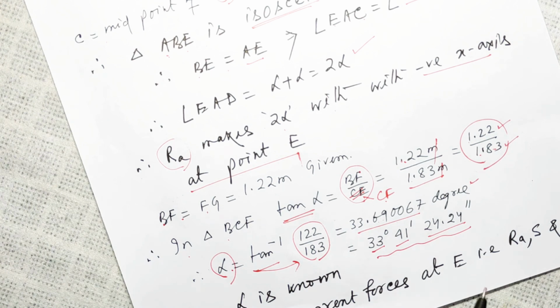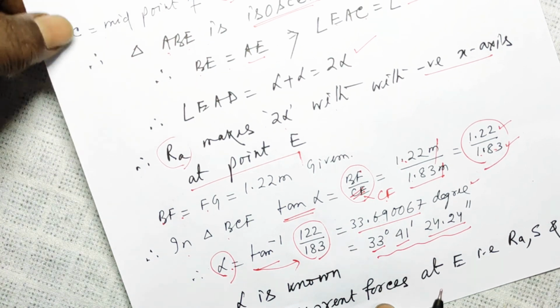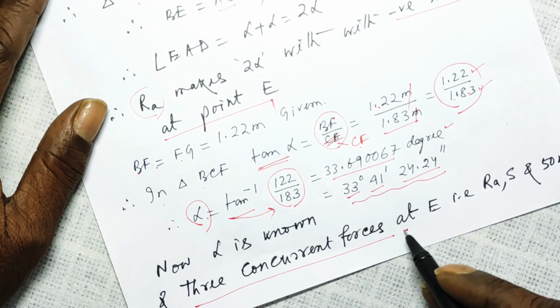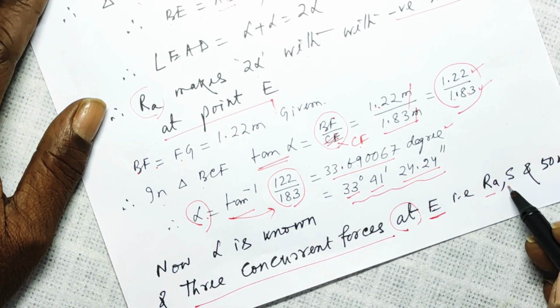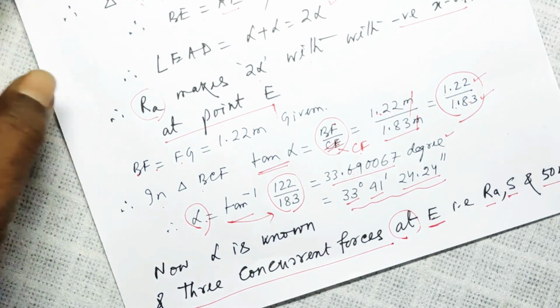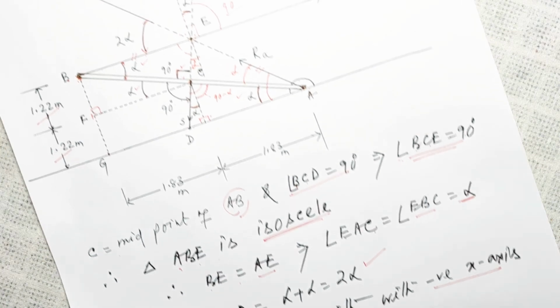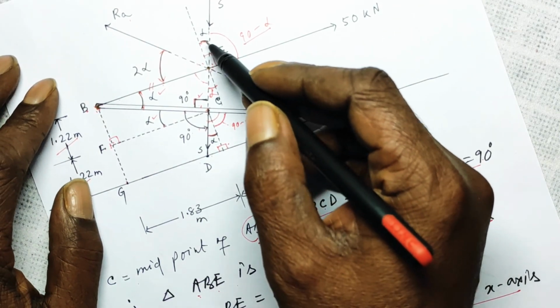Now since alpha is known, there are 3 concurrent forces at E: RA, the axial forces, and the 50 kilonewton at point E. At point E there are 3 forces. Alpha is found out.